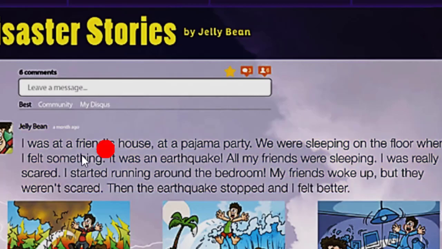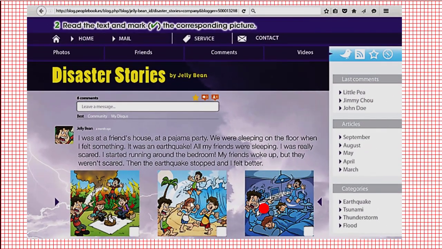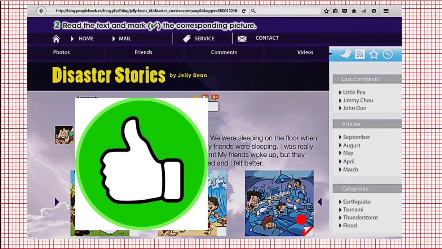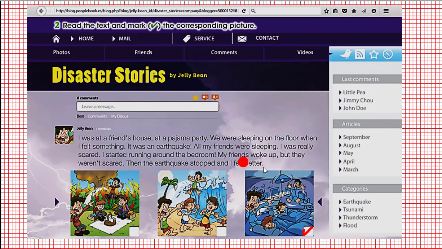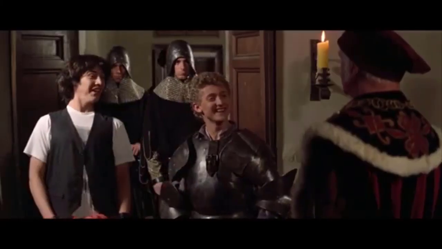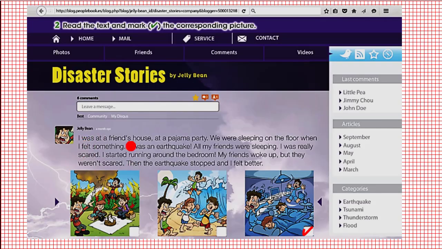Okay, according to the Jelly Bean story, what is the correct picture here? Very good. That is the correct picture. Okay? That's right, because that fits according to this text. Okay, my question is, ¿te gustaría escribir y seguir un orden y cómo ser organizado para hacer composiciones de disaster stories? ¡Excelente! Similar a lo que hizo Jelly Bean.